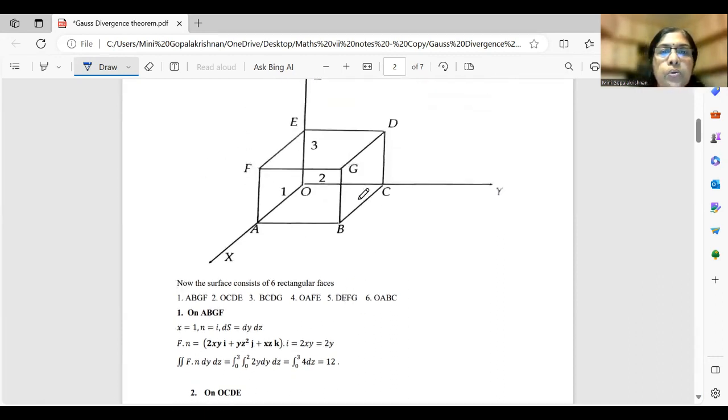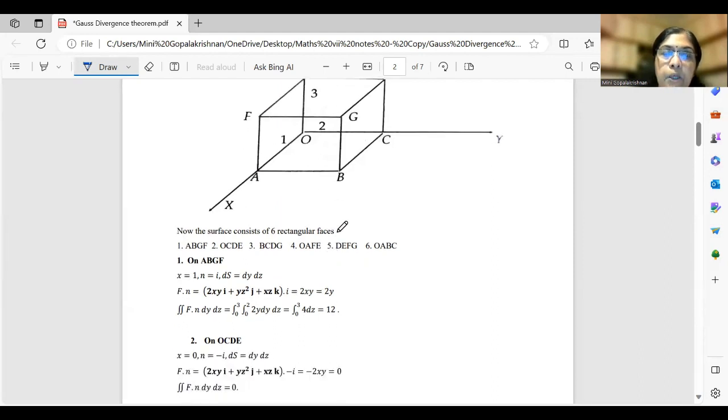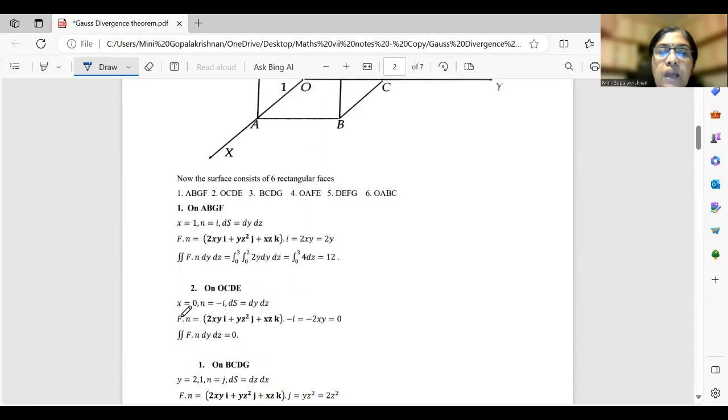Okay, now moving on to the next face, which is OCDE, the opposite face. Along the opposite face, the unit vector n coming out will be minus i, and your x value will be 0 throughout, because the starting point of x will be 0. So dx also will be 0. dS will be dy dz, n value minus i. So again we calculate f dot n. The integrand becomes 0, so your integral value is 0.